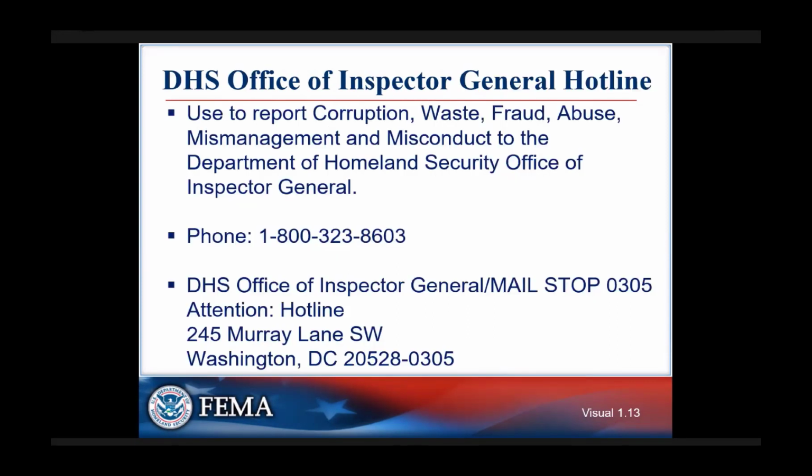And now we have our DHS Office of Inspector General hotline. So we hope that you don't have to use this, but in case you do, this is to report corruption, waste, fraud, abuse, mismanagement, and misconduct to the Department of Homeland Security Office of Inspector General. We have a phone number listed here as 1-800-323-8603, as well as a mailing address if necessary.